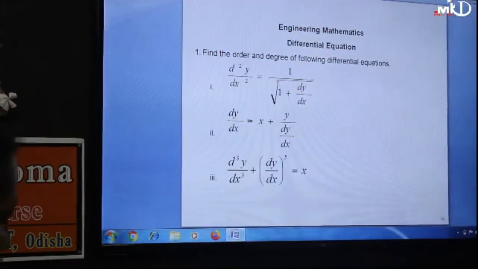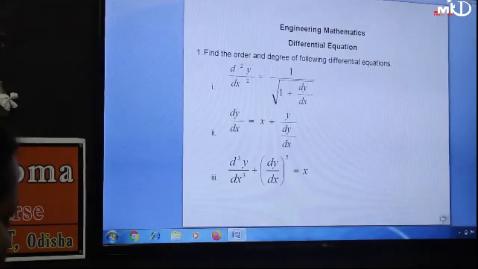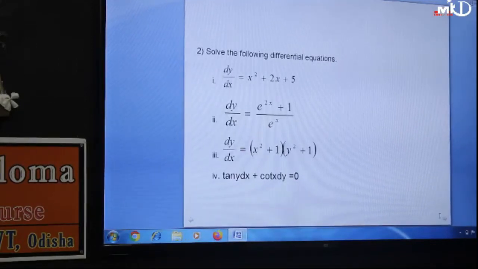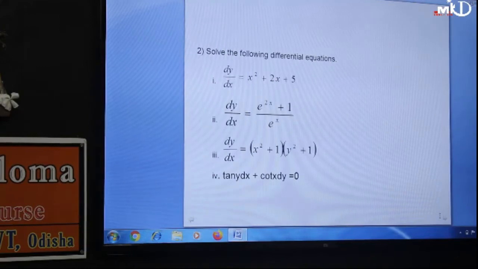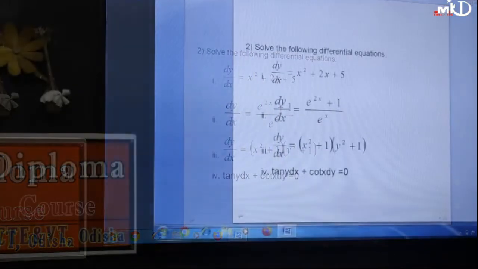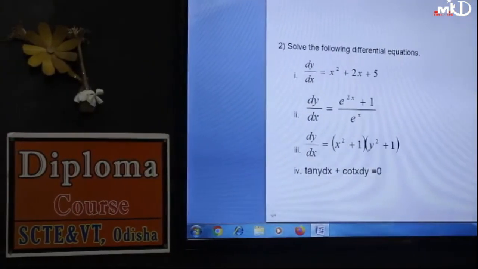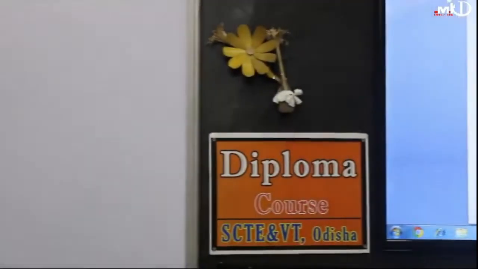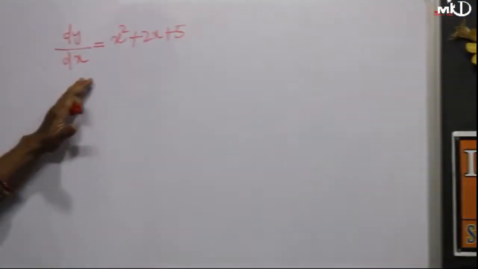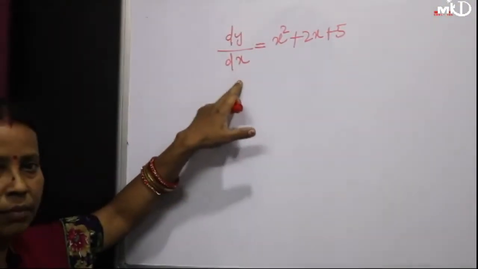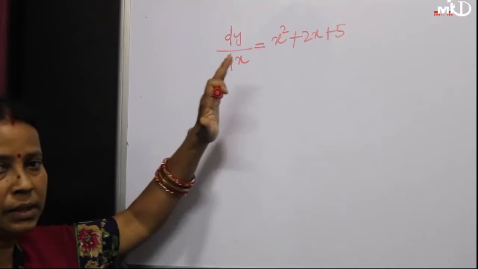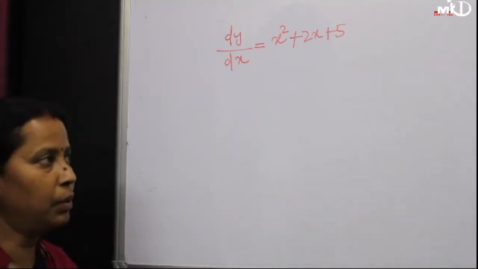Now next we find the solution of differential equations by the variable separable method. There are some differential equations. Now we find the solution by the variable separable method. The first question is dy by dx is equal to x square plus 2x plus 5. Now you see, this is a simple differential equation which is of first order and first degree. Here we find the solution by the variable separable method.